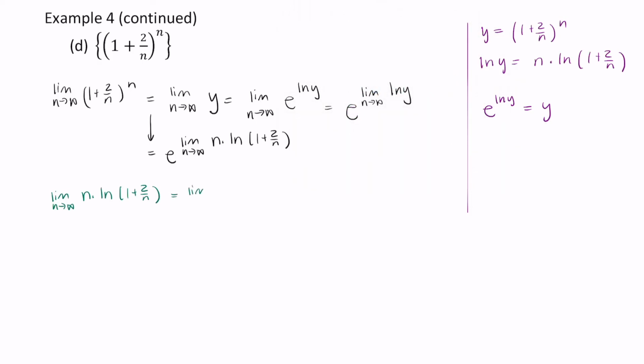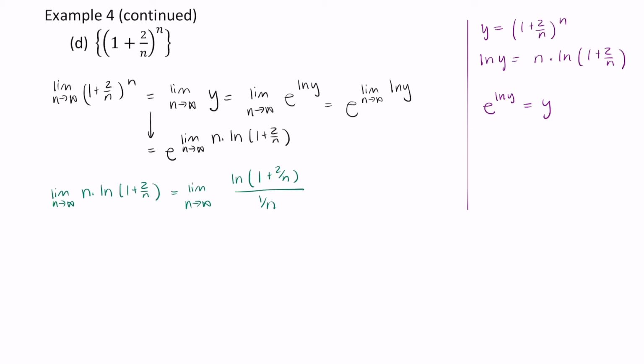So let's rewrite this as the limit as n approaches infinity of the natural logarithm of 1 plus 2 over n divided by 1 over n. And we have not changed a thing. We've just used our ninja algebra to rewrite n as 1 divided by 1 over n. These two expressions are equivalent. Now we can apply L'Hopital's rule directly, and we take the derivative of the numerator, which is 1 over 1 plus 2 over n, times negative 2 over n squared, and divide by negative 1 over n squared.